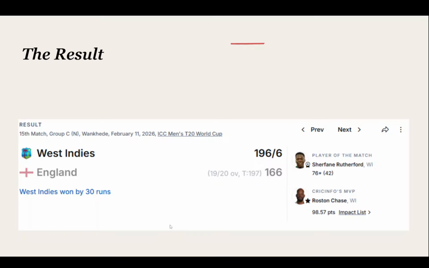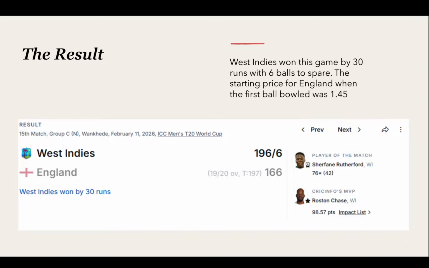So the result of the game was West Indies won. They won by 30 runs with 6 balls to spare. The starting price for England was 1.45. So England were favourites, but obviously the end result was that West Indies won. England's lowest price in this game that they traded at was 1.19.